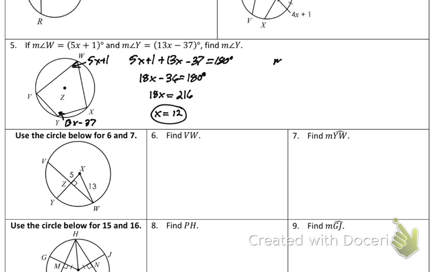We do have to find the measure of angle y. Measure of angle y equals 13 times x, which is 12, minus 37. What does that come out to? Are we all on board with 119 degrees? No, because you have to get 180, right? Oh, no, you're finding W. If I was finding W, yeah. Are we good with 119?